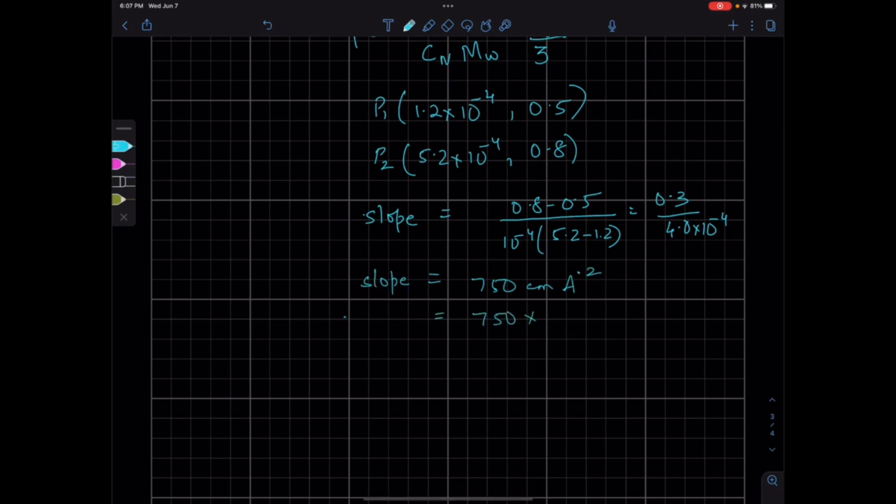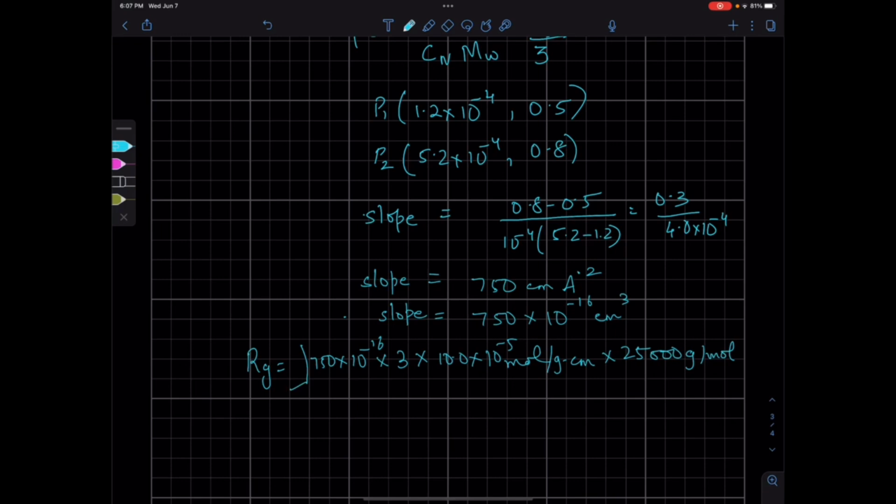So that's a slope. 750 times 10 to the -16 centimeter cube. So Rg equals slope times 3 times Cn, which is 10.0 times 10 to the -5 mole per gram centimeter, times the molecular weight, which is 25,000 grams per mole, and the square root of that.